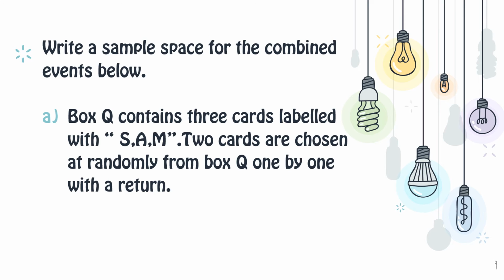Now we go to the second question. Write a sample space for the combined events below. Look at the question. Box Q contains 3 cards labeled with SEM. Two cards are chosen randomly from box Q, one by one with a return. So here, with a return. Before this, without replacement. And now, with a return.